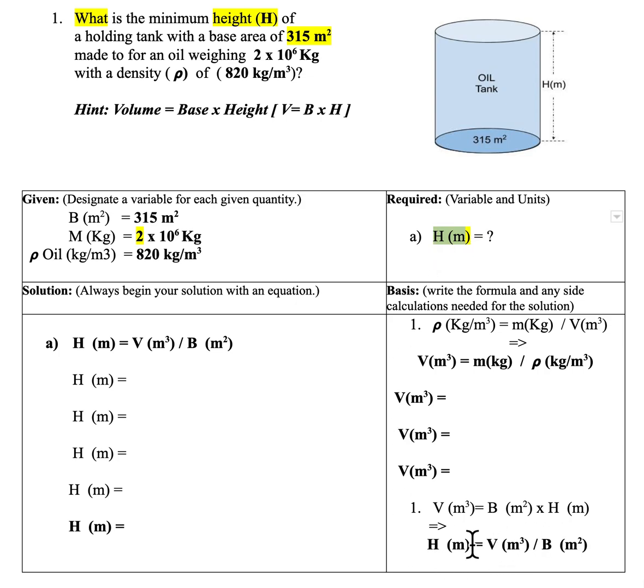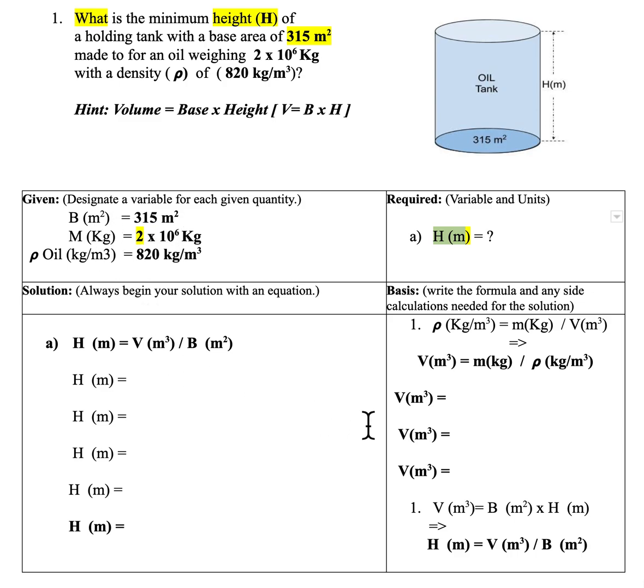So rearranging, right? We have that, and now we're going to put that over here. That's how we start, because it should say the required, which is height, is equal to, and then the formula is given up here. Okay, now looking at that, do we have the volume? No, we don't have the volume.